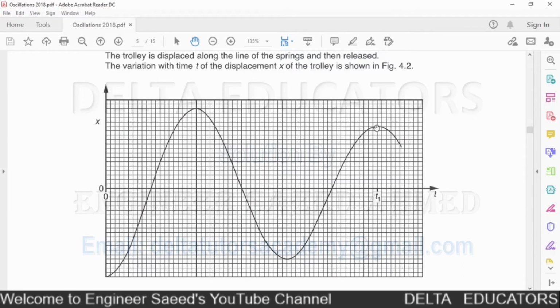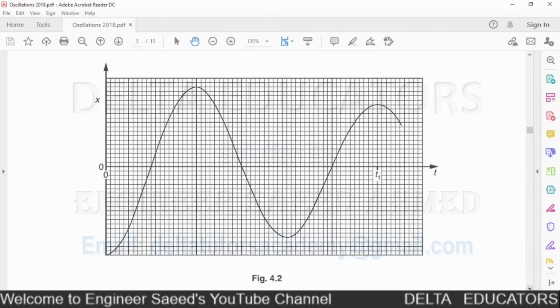What is time period? Time period is the time taken to complete one wave. So starting from this point up to this point, it is equal to 1T. Then again from this point to this point, it is half T. So here we can say the time period will be 1.5 T. So at time t is equal to T1, time period is 1.5 T.